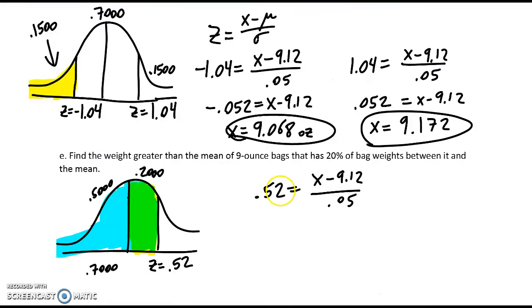So then what you do is you take 0.52 and you just plug it into your formula, x minus 9.12 divided by 0.05. And once again, you do the algebra. Multiply by 0.05, which should be 0.026. That equals x minus 9.12. And now we add, x ends up being 9.146.